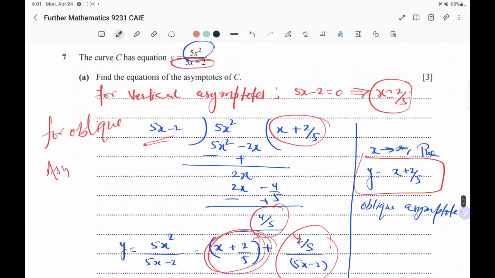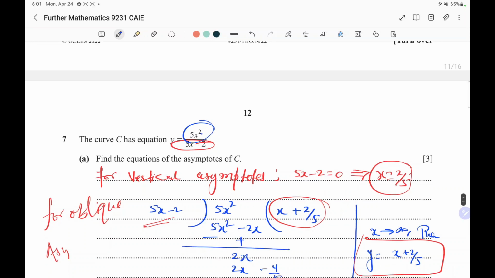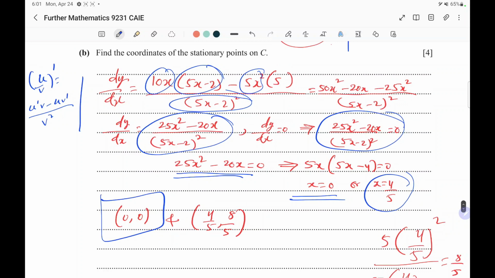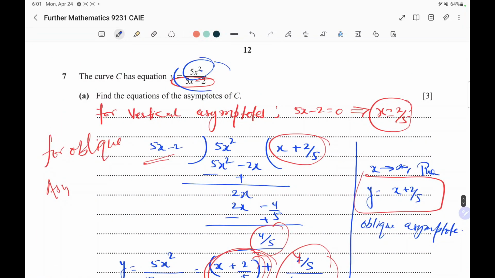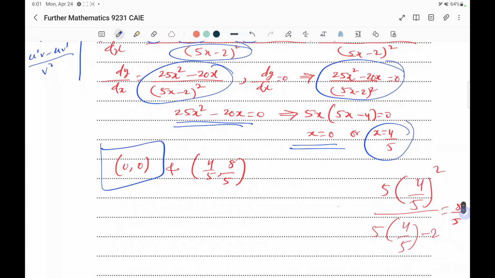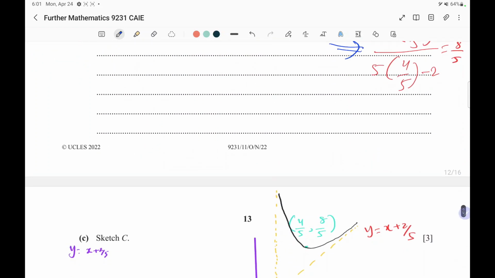When x is 0, then you can get y also. Put 0 here, so y will be 0. So (0, 0). Or when x is 4/5, just put 4/5 in this. You will get 8/5. Here I did, you can check. So we got 2 stationary points.